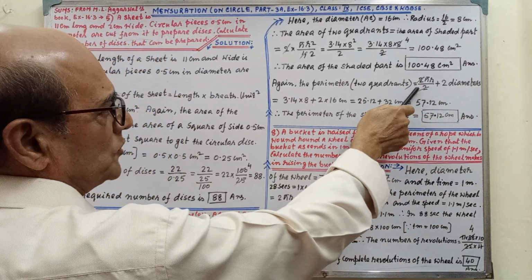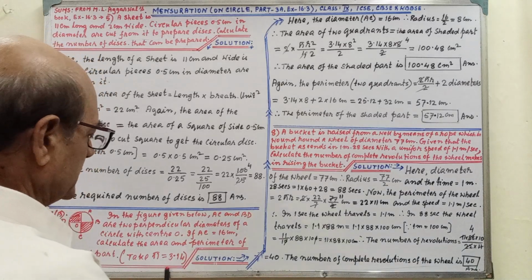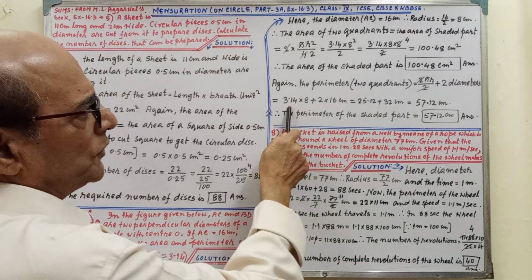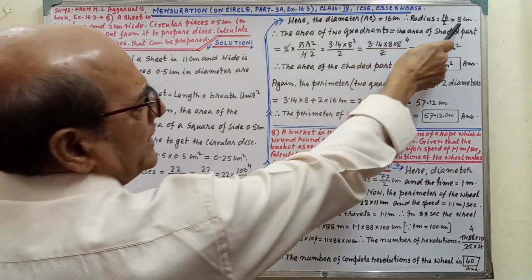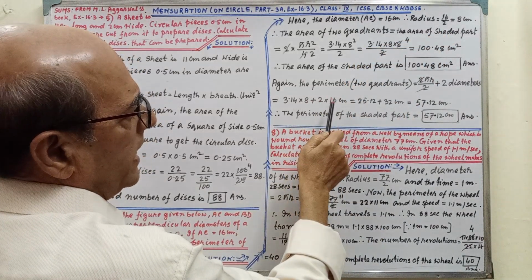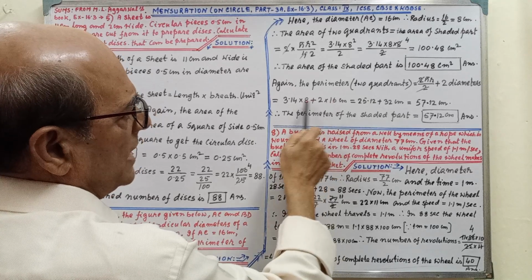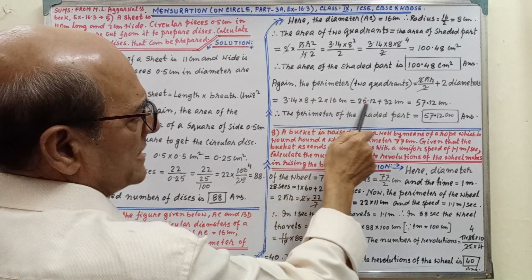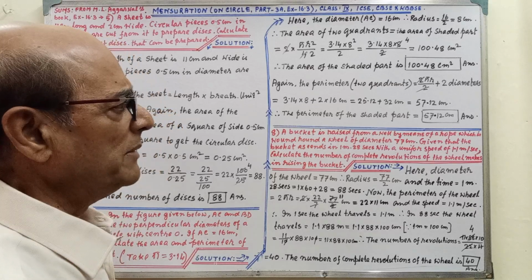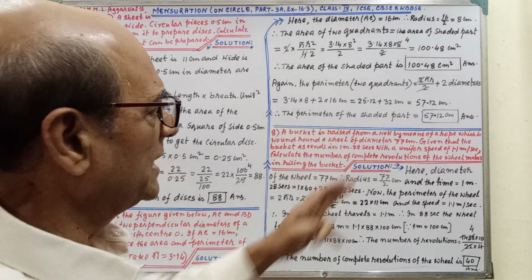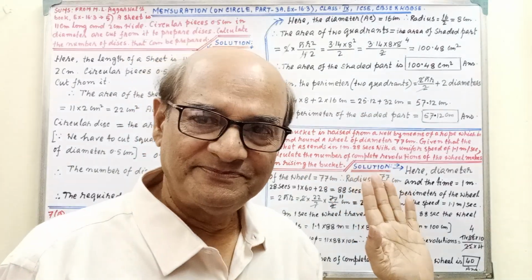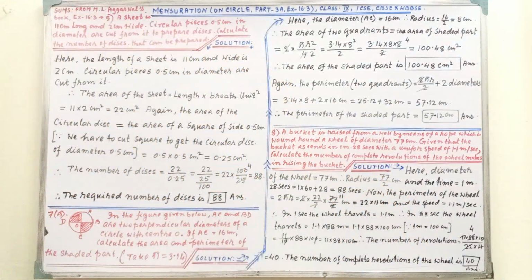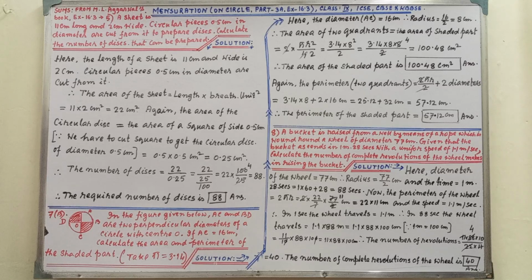Now we have to put the value of pi. Here 3.4 is given, so 3.4, and the radius is 8, and the diameter is 16. After writing the relevant values and simplifying, we are getting 57.12 centimeters. That is the perimeter of the shaded part. This is the answer. Next and last part of this video, number 8.